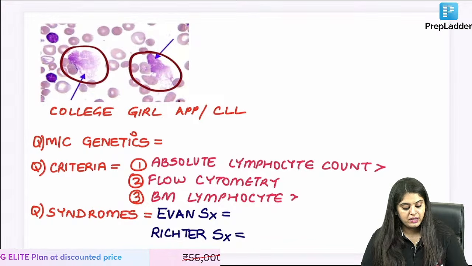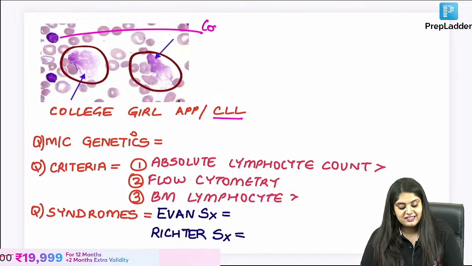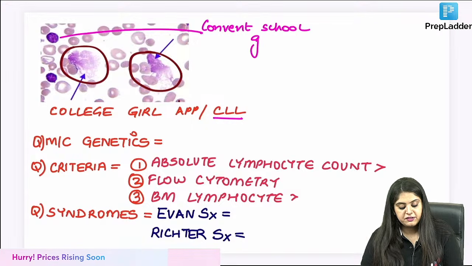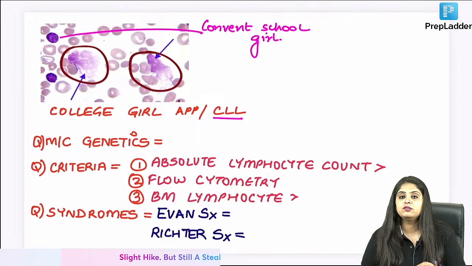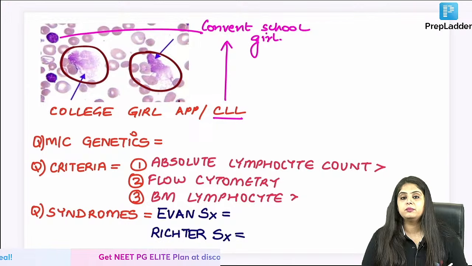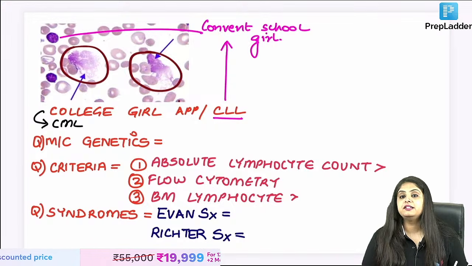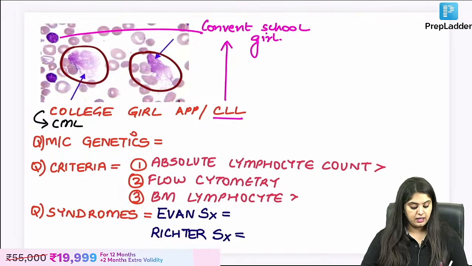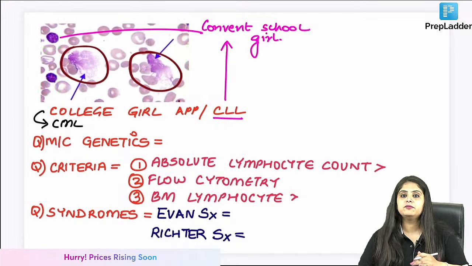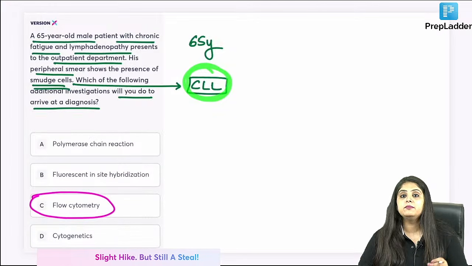CLL is referred to as the convent school girl appearance. The college girl appearance will come later. Why? Because all of them are in the same uniform. CLL is the convent school girl appearance, because the college girl appearance is seen in case of CML, which we will see later. For now, convent school girl appearance is because of the uniform, all lymphocytes. This is only and only lymphocytes.